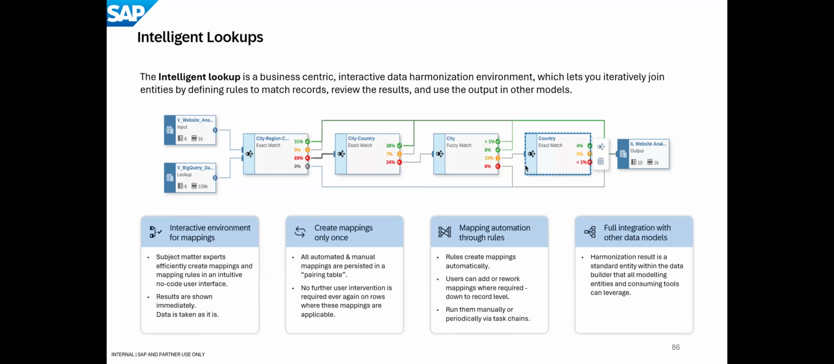And then you have mapping automation through rules. You can automate the matching process using rules, and if needed, the user can tweak or fix individual records, and it can run automatically on a schedule or be triggered manually. And then full integration with the other models. As I've stated, the final harmonized data is stored just like any other model data, and you can reuse it across other reports, analytics, or other business processes. So in short, intelligent lookup helps make messy or mismatched data clean, connected, and usable across systems, without needing to write complex code as we used to do in previous tools.